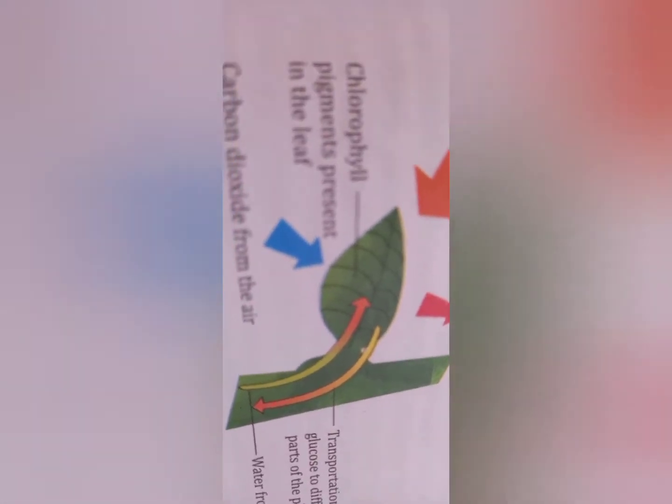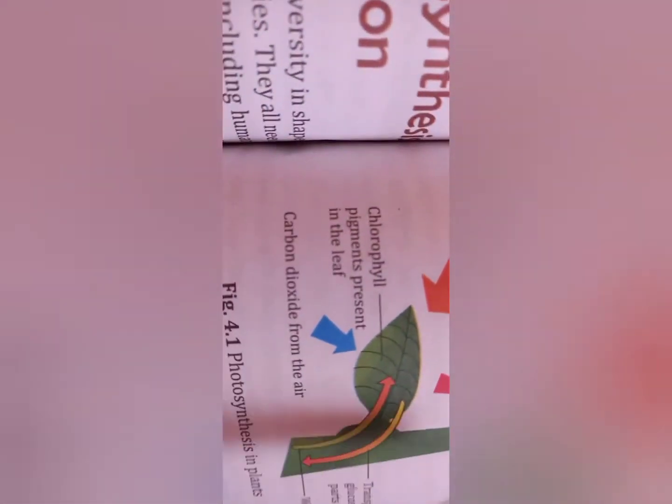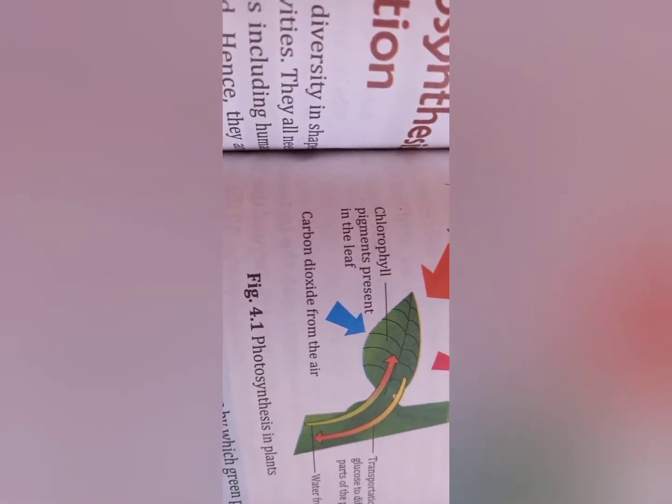So there are special features of the leaf for photosynthesis, if you can see. To support photosynthesis, the leaves are usually flat. Okay, let me show you some real leaves. You will be able to understand.